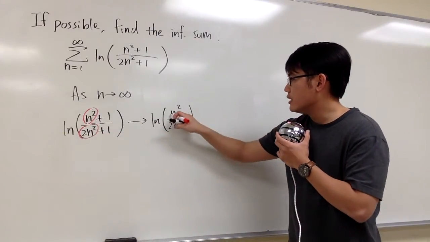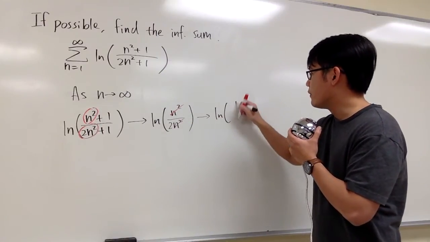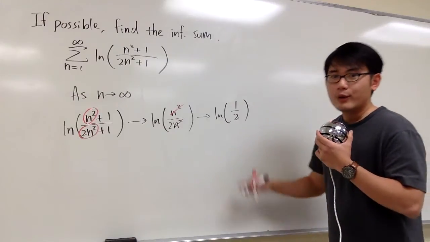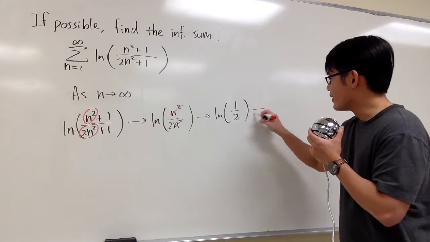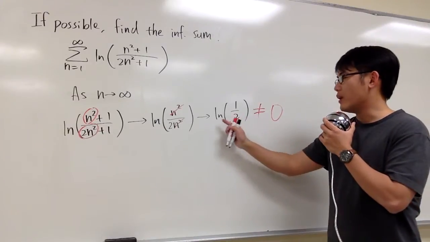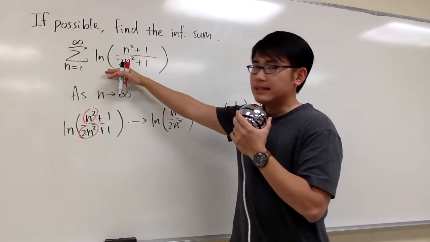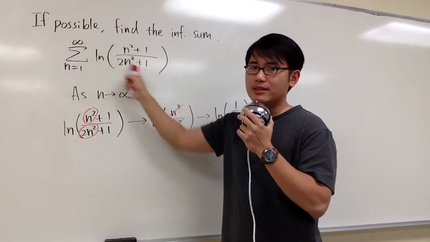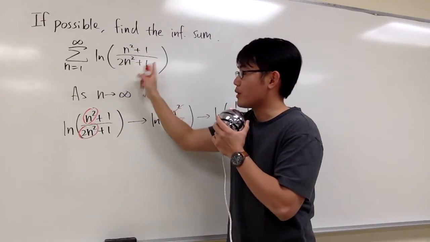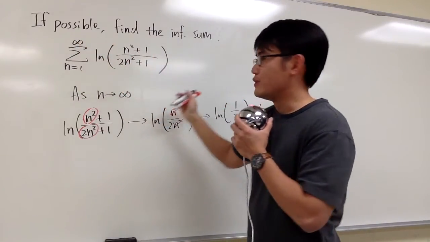And as we can see, the n squared will cancel each other out. And therefore, we know this will be ln of 1/2, which is not equal to 0. This is certainly not equal to 0. Only ln 1 is 0. Therefore, as you can see, this does not approach 0, right? The sequence-wise, this formula-wise, okay? So, the whole series diverges.